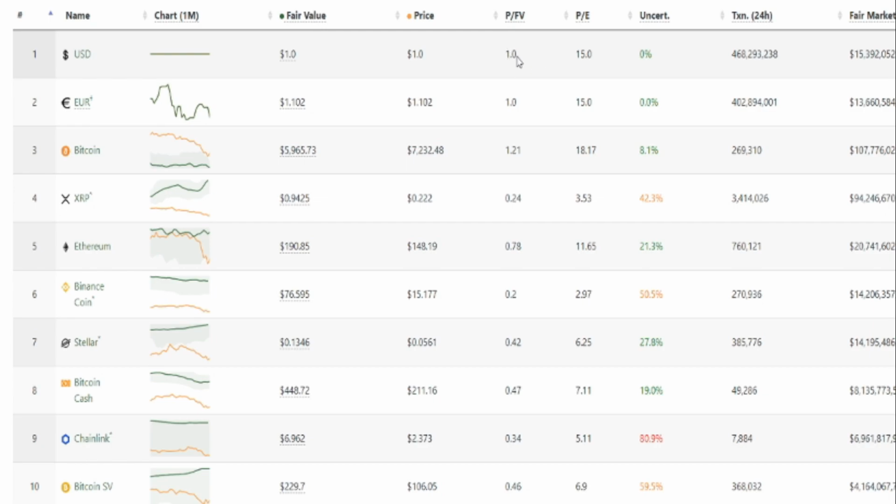Anything that is at a 1.0 means that its current price is equivalent to what they believe the fair value of that asset is. If it is greater than a 1, like in this example, a 1.21, so Bitcoin is $7,232 and the fair value is 5,965. So anything greater than a 1 means that the price is overvalued compared to the fair value. And anything below a 1 means that with their calculations the price is less than the fair value.